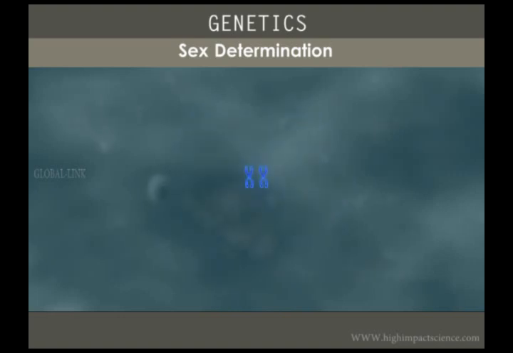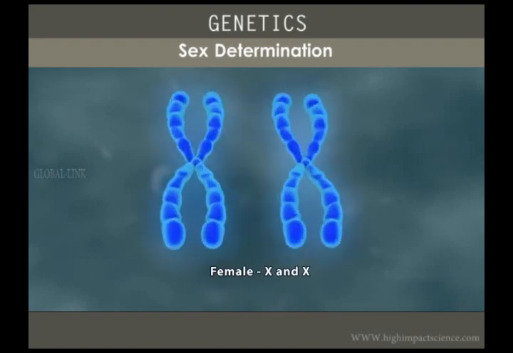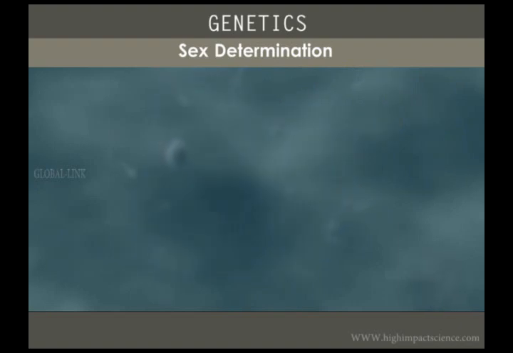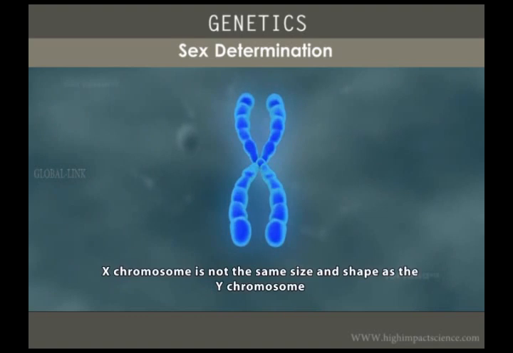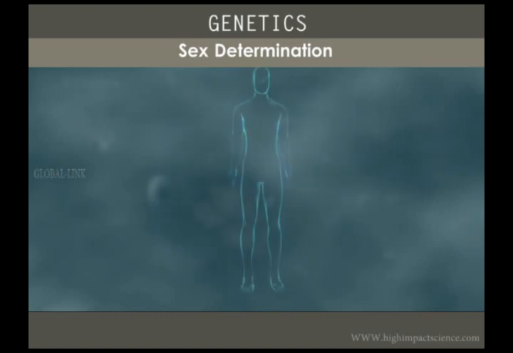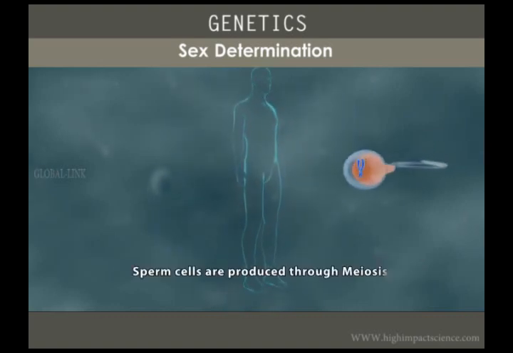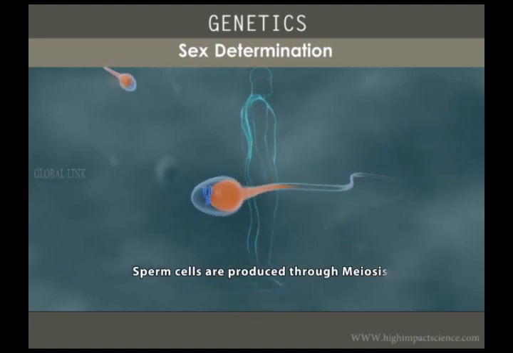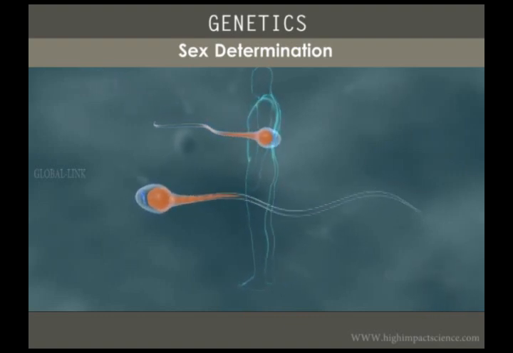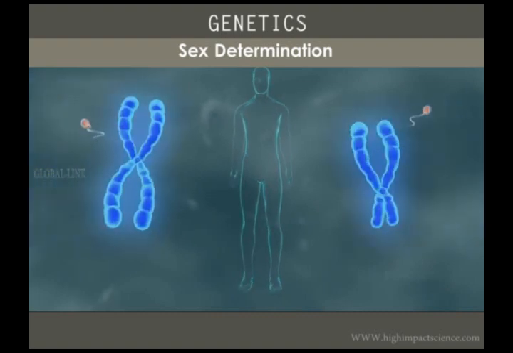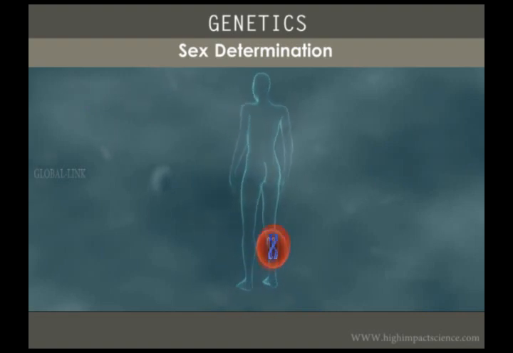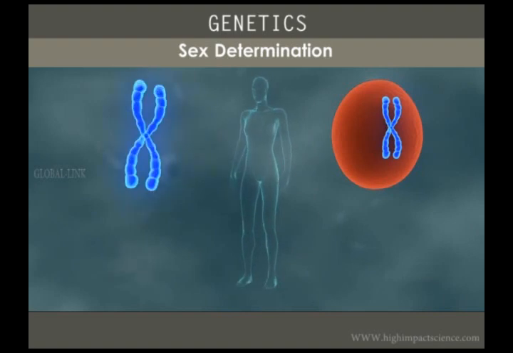In females, the sex chromosomal pair will be XX, while in males it will be XY. The X chromosome is not the same size and shape as the Y chromosome. In males, sperm cells are produced through meiosis with haploid, or half the number of chromosomes. So in a sperm, the sex chromosome can either be X or Y. In females, the egg or ovum has only an X chromosome.